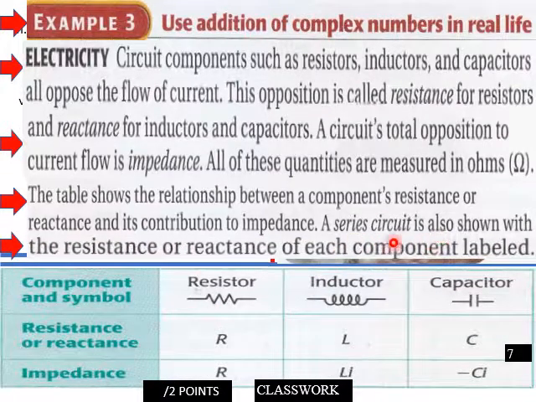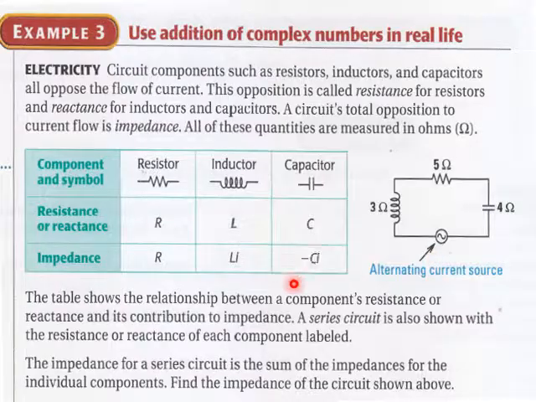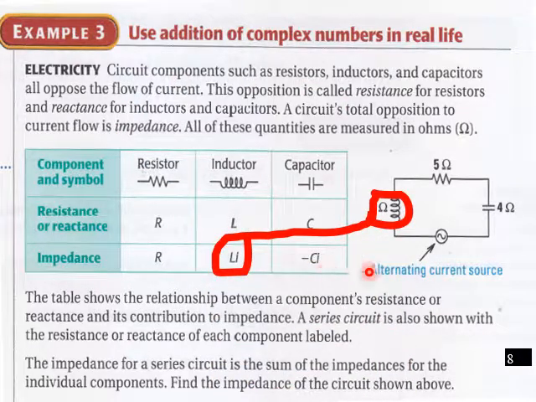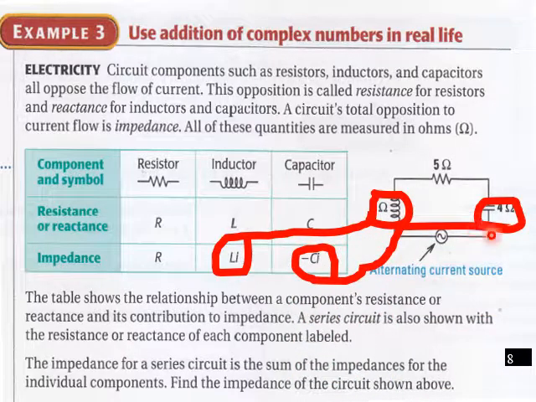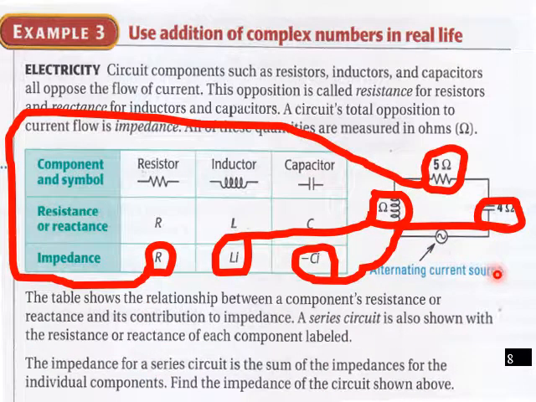A series circuit is also shown with a resistance or reactance of each component labeled. So what are we going to do with that? Here's another way of looking at this relationship. We have an inductor here, and then this would be a resistor. Oh, this would be a capacitor. -Ci will be a capacitor here, and then this would be a resistor up here. So we have three different electrical components there.